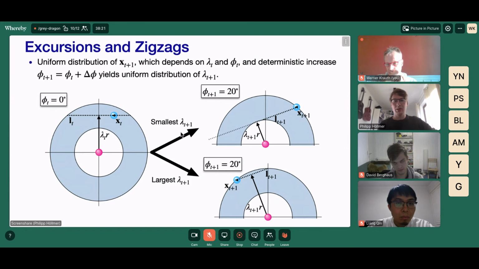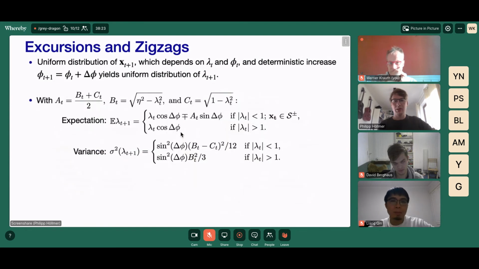Because we now know the distribution of our random variable lambda_{t+1}, we can simply write down the expectation and the variance. And here you can directly see why in this trajectory there was such distinct behavior for the regions where the absolute value is smaller than 1 or bigger than 1, because you can see that the expectation has very different looking terms. If the absolute value is bigger than 1, then it's proportional to cosine delta phi. However, if it's smaller than 1, we get this additional sine delta phi function.